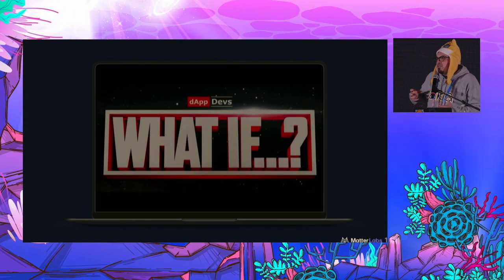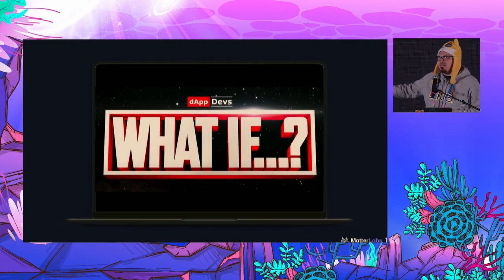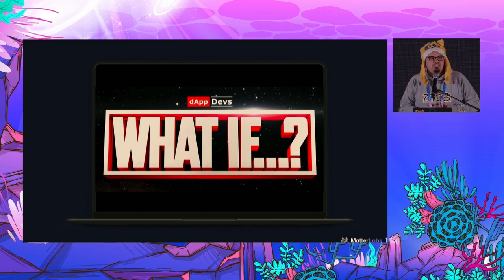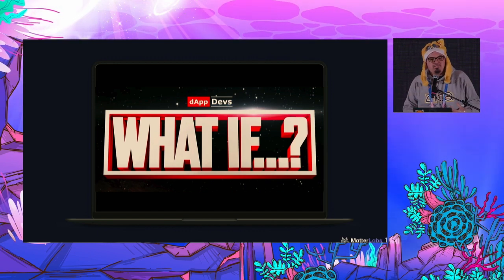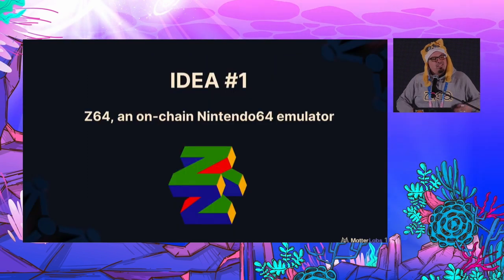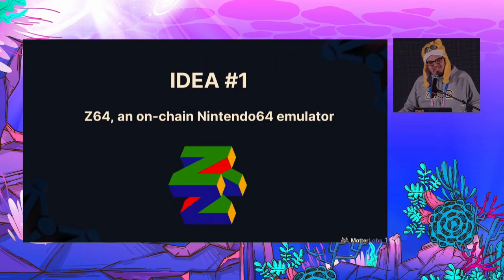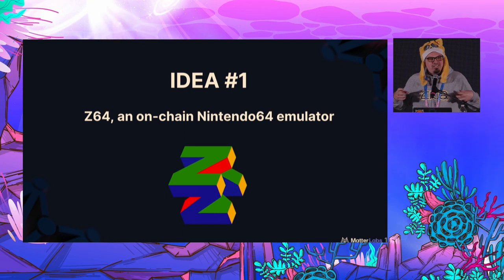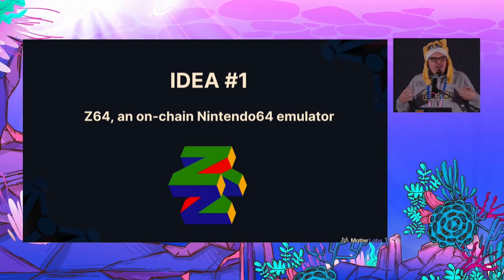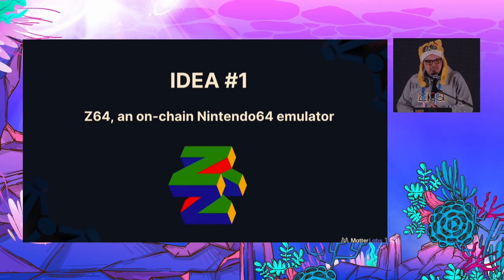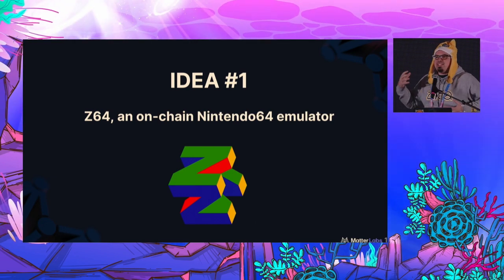So I ask the dApp developers that are out there, what if you didn't have these constraints that we have currently with Ethereum? What can be done? So that gets into the first crazy idea, what I'm calling Z64. What if you could have an on-chain Nintendo 64 emulator? Is that even possible? Right? So where does this idea even come from?